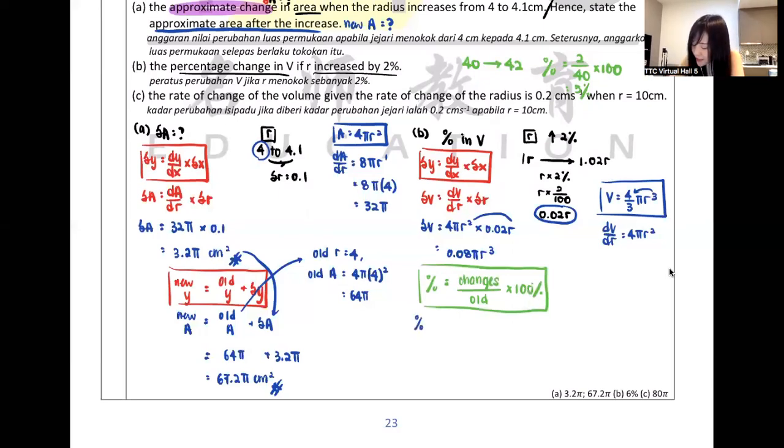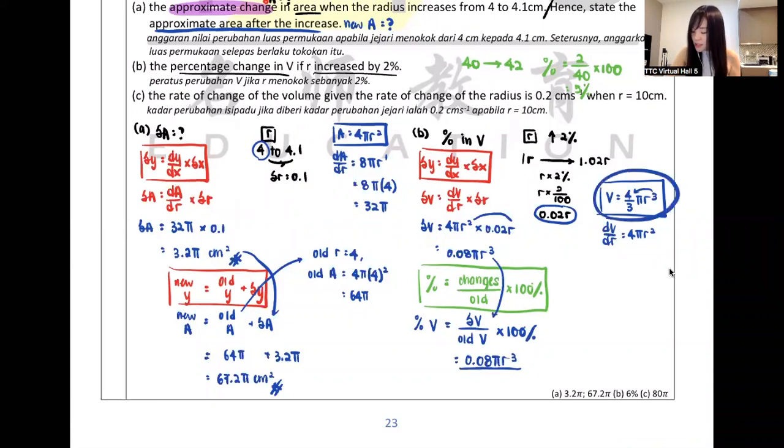So now you want to find the percentage change in V, right? You're going to find delta V over the original V, then times 100%. See, this is how you do it. Now your delta V is 0.08 pi R cubed, and your original V is 4/3 pi R cubed. Because you don't even know your R, you can only write the original expression, correct? So pi and pi cancel, R cubed and R cubed cancel. 0.08 divided by 4/3 times 100.